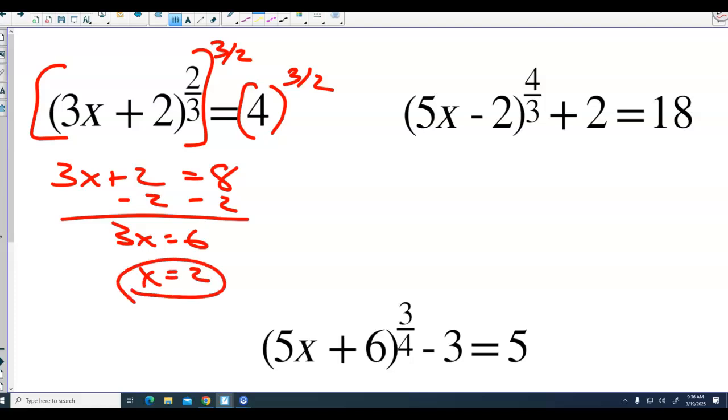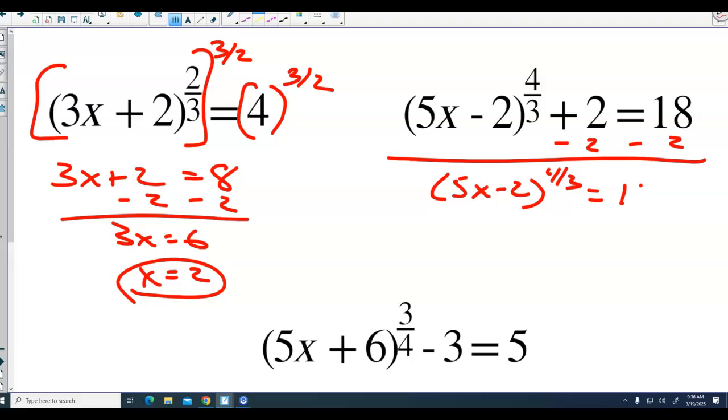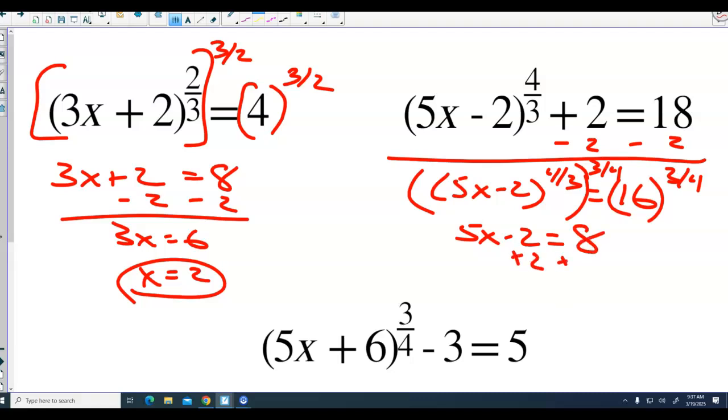Now when we do these problems in x2, we have to get the parenthesis alone first. I'm subtracting 2 on both sides, and it's 5x minus 2 raised to the 4/3 equals 16. I'm raising both sides to the 3/4. Which means this is now 5x minus 2. The 4th root of 16 is 2. 2 cubed is 8. We add 2. 5x equals 10. We divide by 5, and my x equals 2.